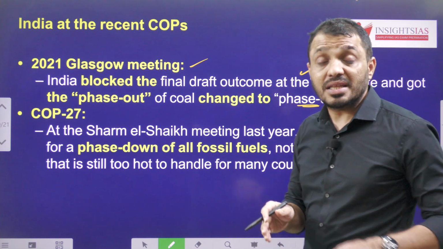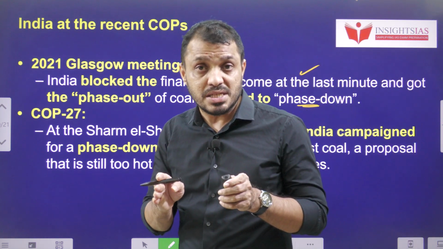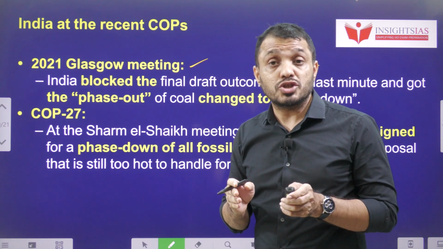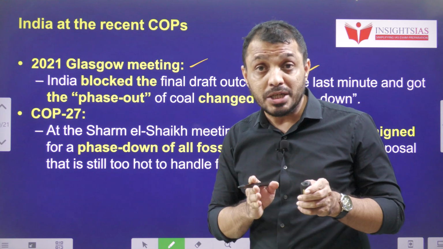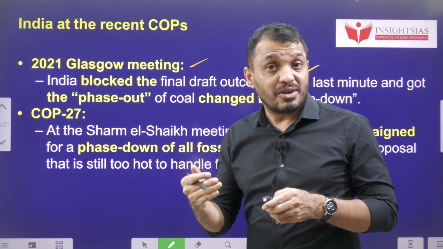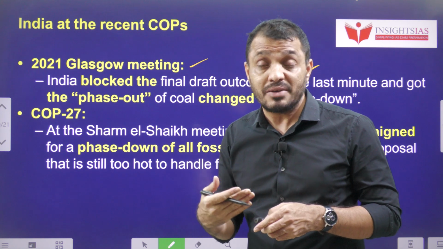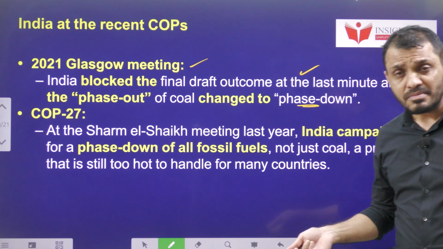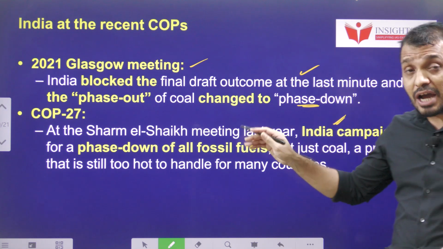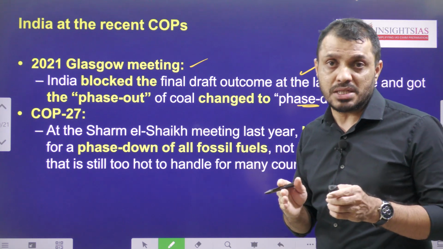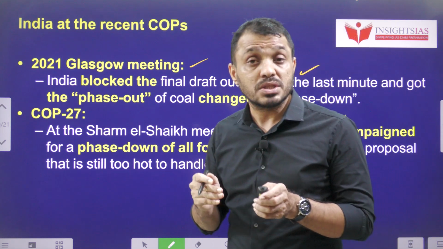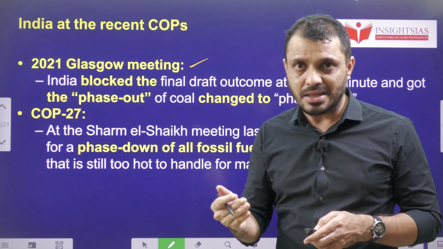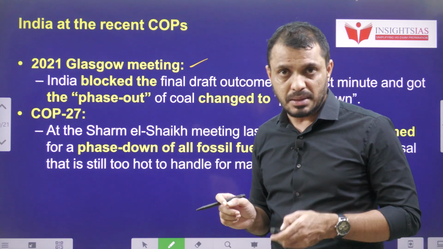That means rather than 100% eliminating fossil fuels, we have to reduce them, because 100% elimination of fossil fuels can be possible only for the developed countries. Developing countries don't have the resources and they don't have the technology as well. Then at COP27, India proposed that we have to phase down all types of fossil fuels, not just coal. Of course, it requires a lot of attention and a lot of commitment from various countries. Then only these kinds of things will be implemented.